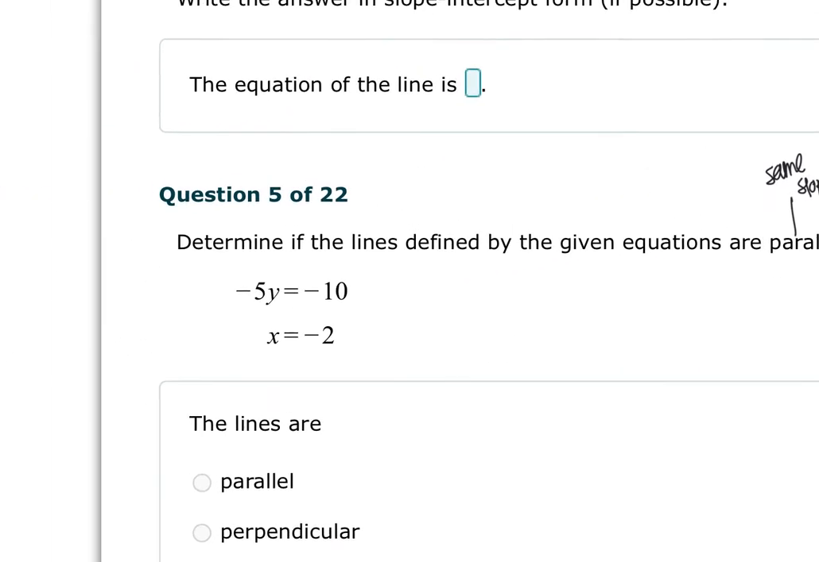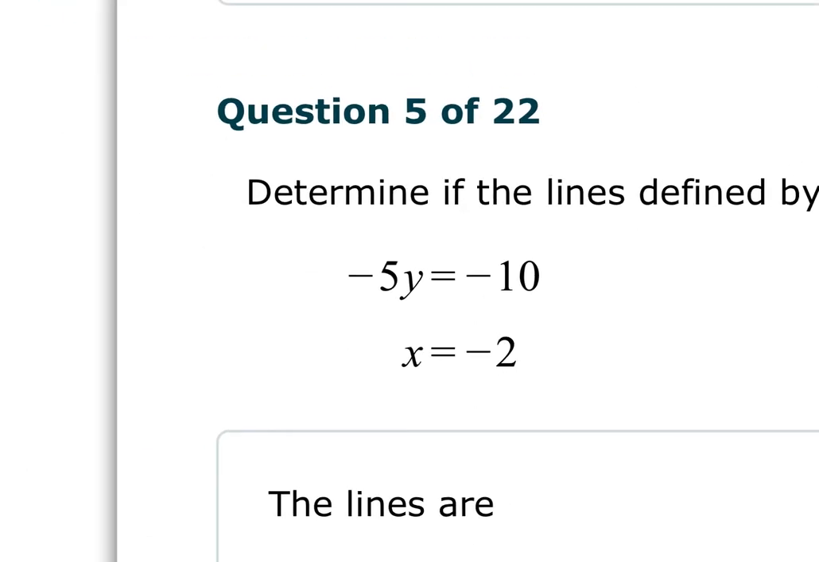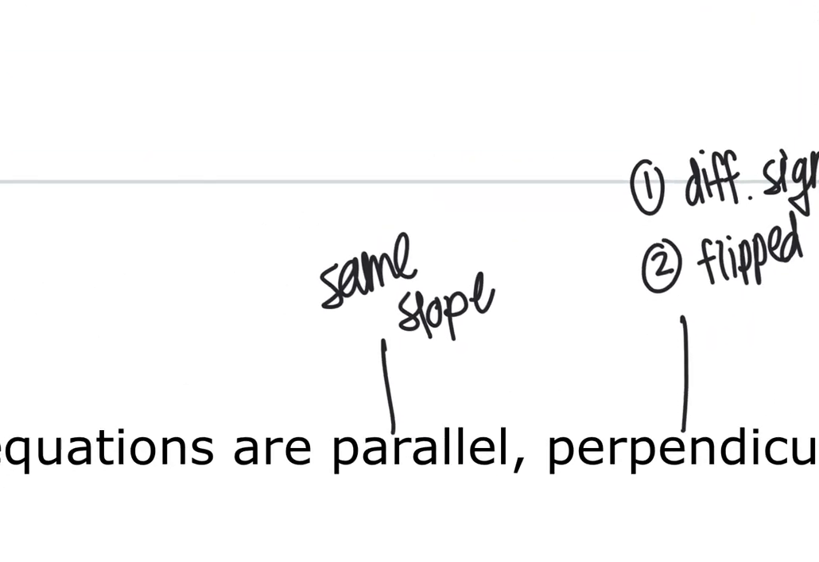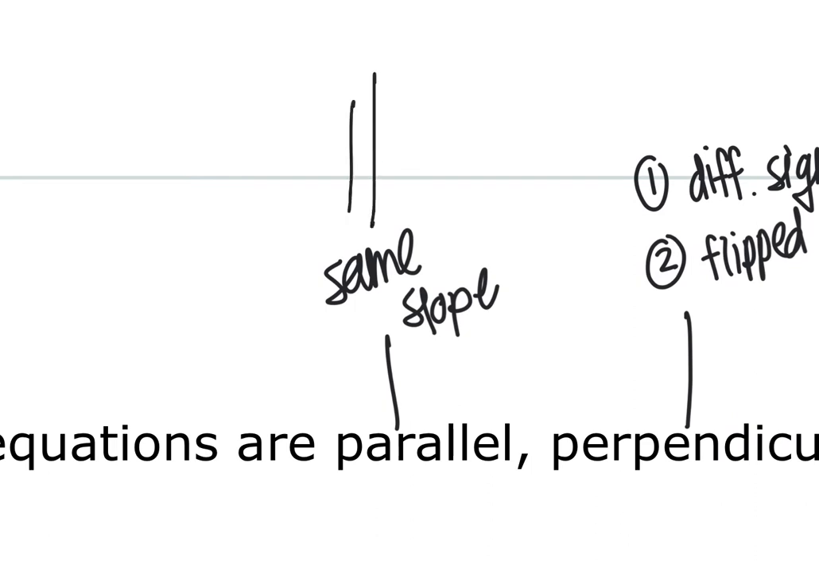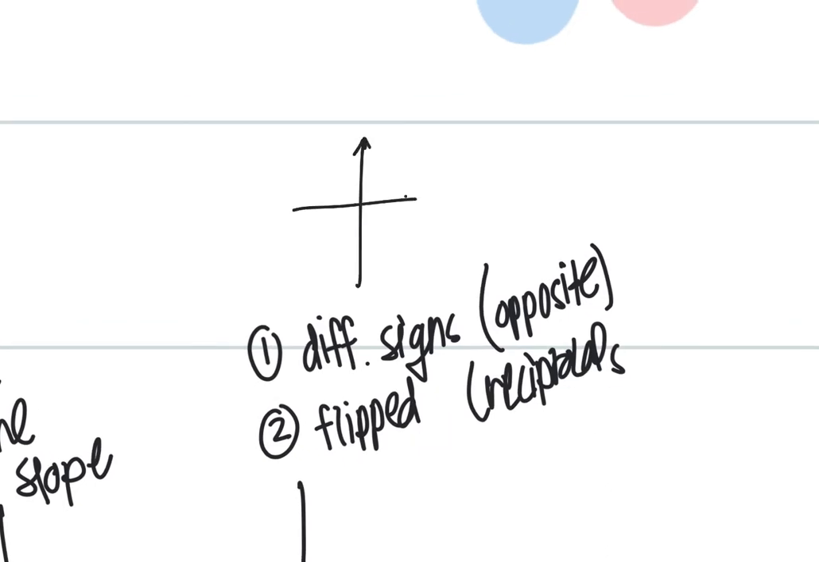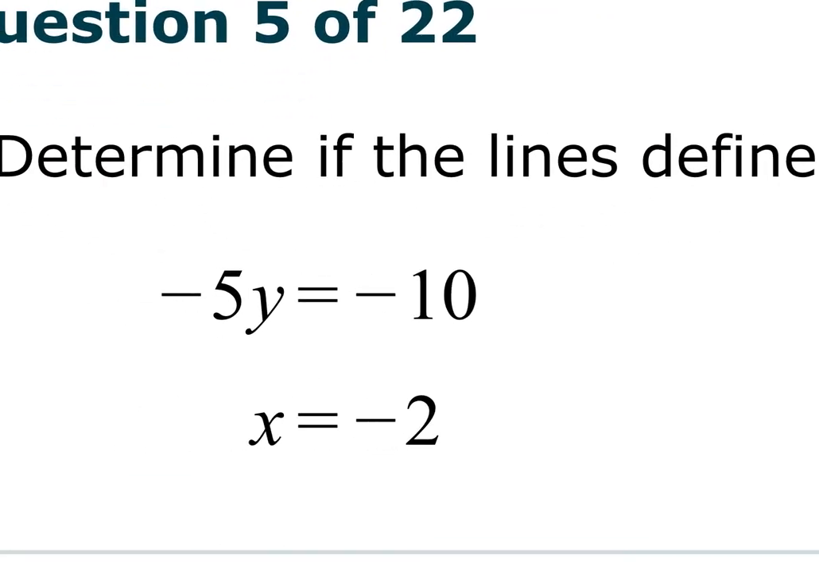Well, on this one, these two lines are sort of a special case. Another thing I should mention on parallel, perpendicular, and neither: parallel lines look like a highway, okay? And then perpendicular lines look like a four-way stop. Anyway, with these, you don't necessarily see the slope.